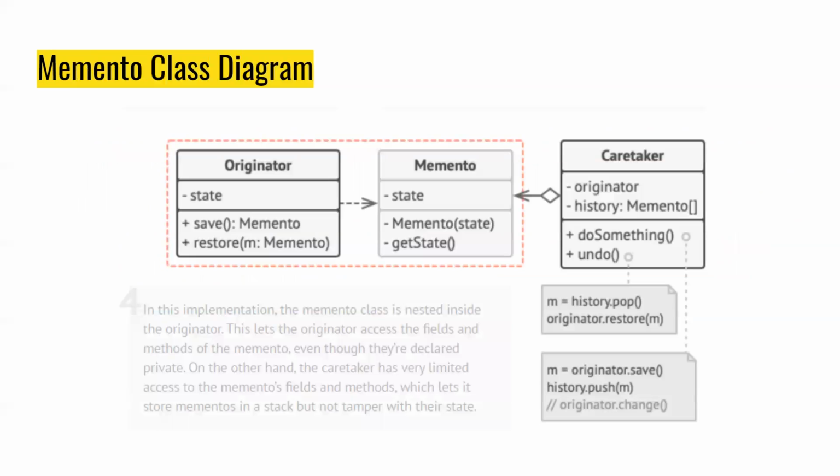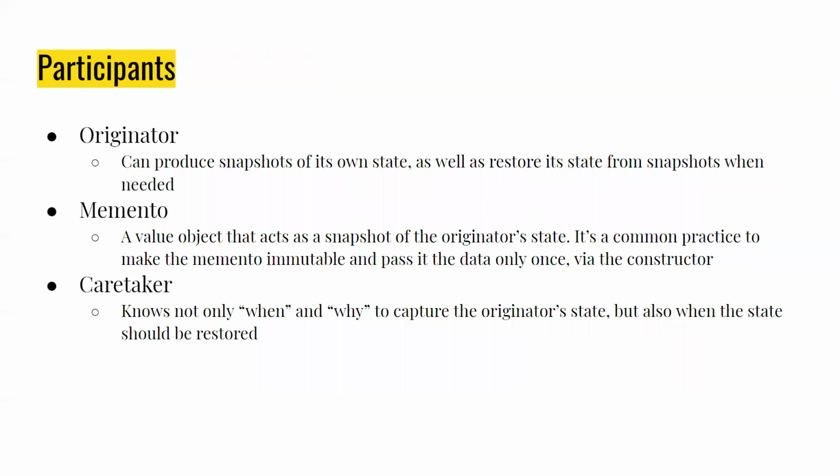This is an example of a Memento class diagram. It's an implementation based on nested classes. This is available in many popular programming languages such as C++, C#, and Java. In this implementation, the Memento class is nested inside the originator. This lets the originator access the fields and methods of the Memento, even though they're declared private. On the other hand, the caretaker has very limited access to the Memento's fields and methods, which lets it store mementos in a stack but not tamper with their state.